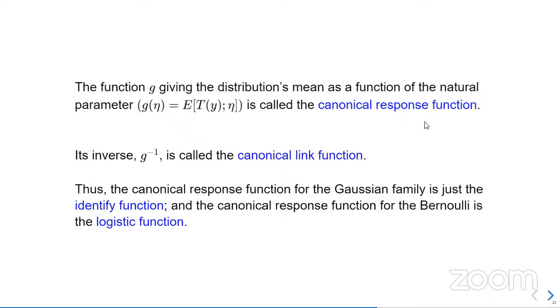In the case of logistic regression, in the case of Bernoulli distribution, what was our expected value? It was 1 upon e raised to power minus eta. That logistic function is the response function. So the inverse of that is called link function, and that function of eta is actually the same as the expected value of T given x. So it's a function of eta. So that is called response function.